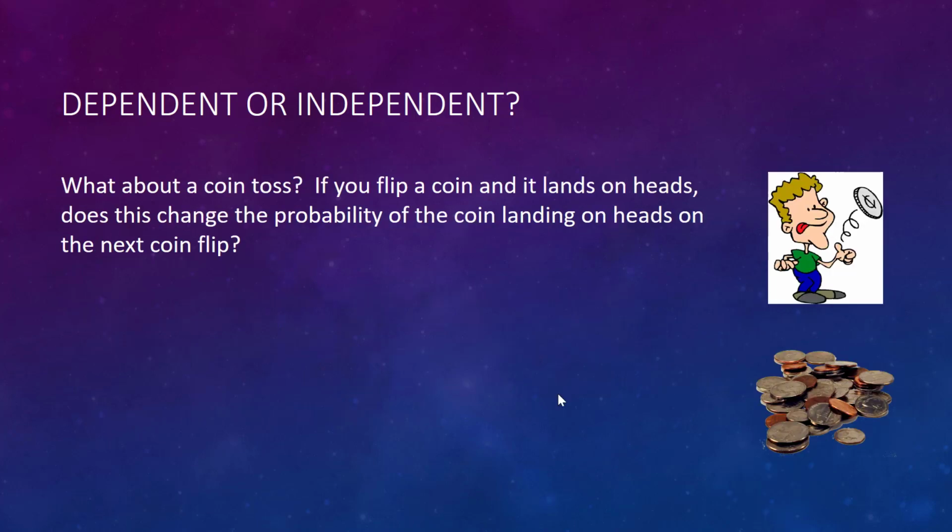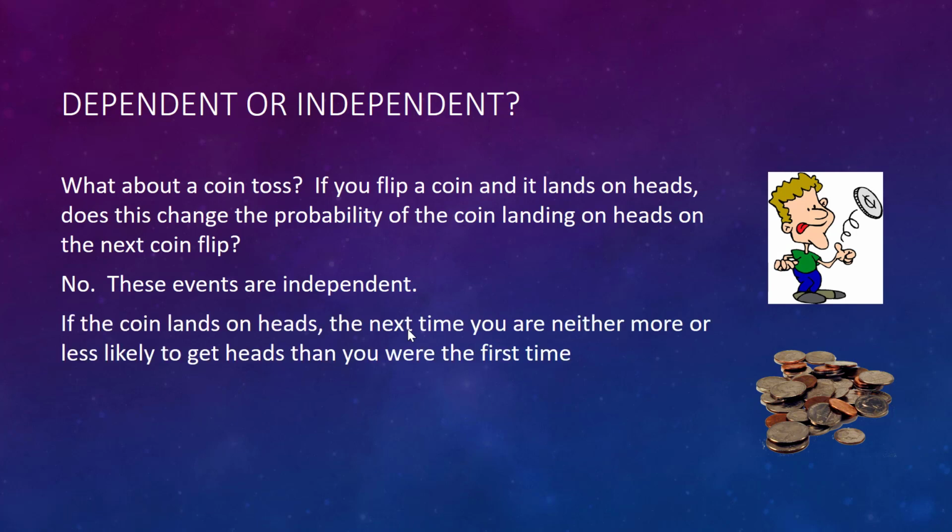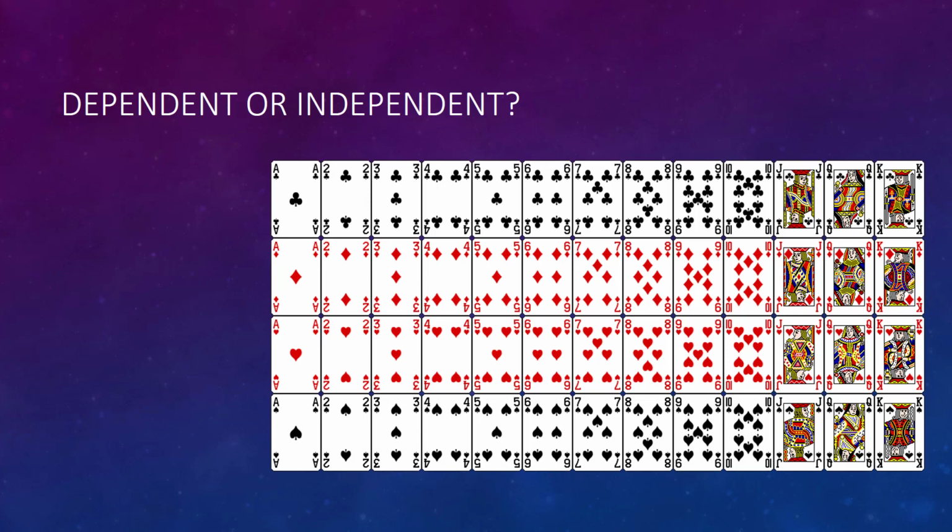What about a coin toss? If you flip a coin and it lands on heads, does this change the probability of the coin landing on heads on the next coin flip? Pause the video, write down your answer, and then unpause it to check your answer. No, these events are independent. If the coin lands on heads, the next time you're neither more nor less likely to get heads than you were the first time.